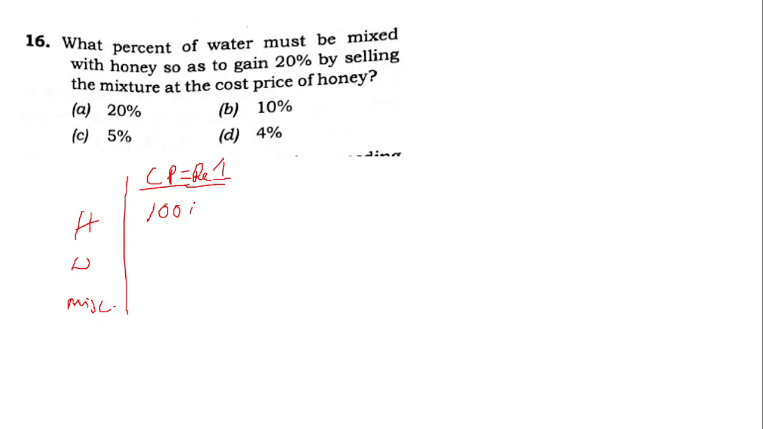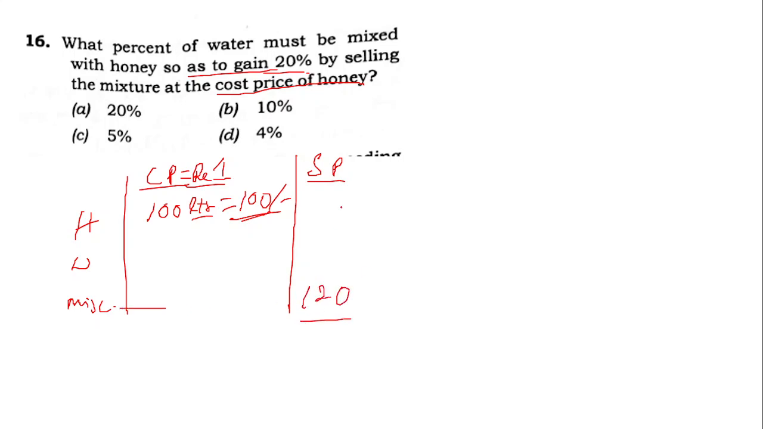The quantity is 100 liters, as of now, we will assume. So which means the cost price will be 100 liters into 1 rupee, which is going to be 100 rupees. Fine. 100 rupees is the cost price as of now, because it says cost price of honey. That's why I have taken. Now, what percentage of water must be mixed with the honey so as to gain 20%? Gain 20% means the selling price of this mixture has to be 120 rupees.